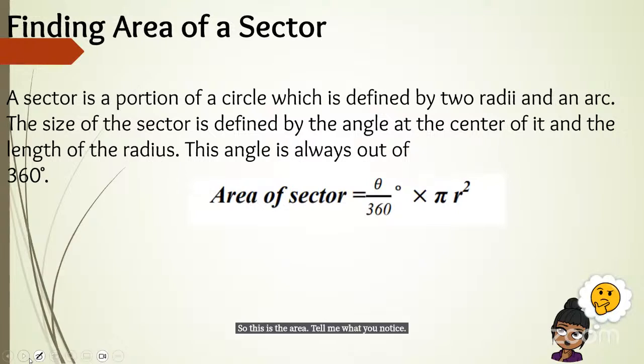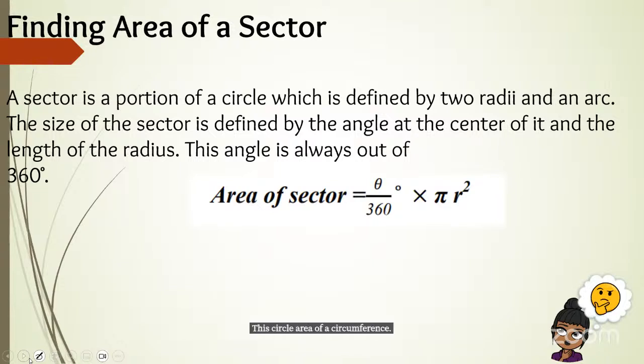When we were finding the length of an arc, which formula did we use? 2 pi r. And what is 2 pi r? What formula is that? The circumference of a circle. The circumference, because remember, the arc is along the boundary.